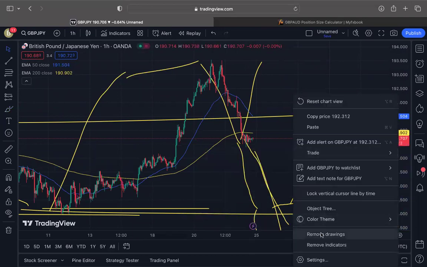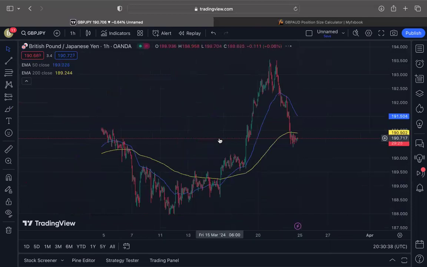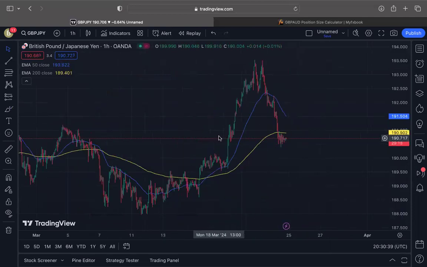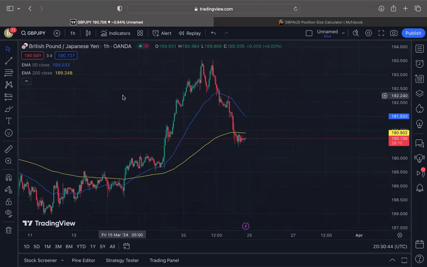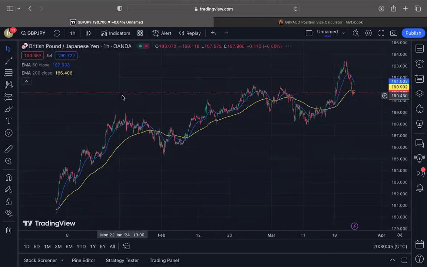This is how I combine the 2 time frames, the higher time frame and the lower time frame. It has been working for me. It makes trading very, very easy. But as you can see, GBP has been going up for a very, very long period of time.